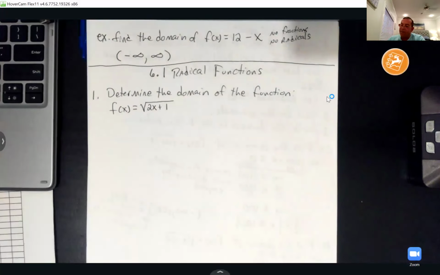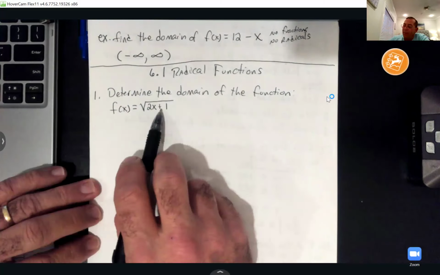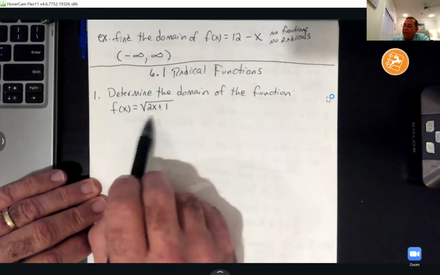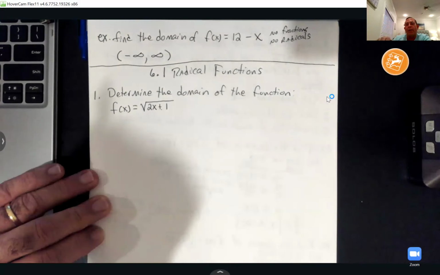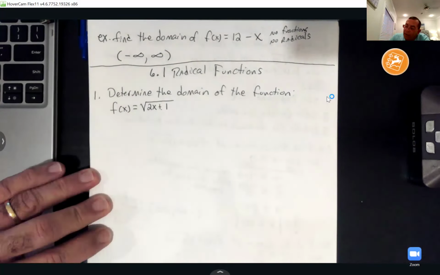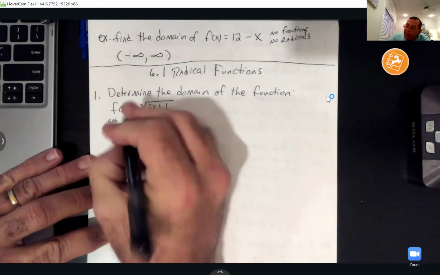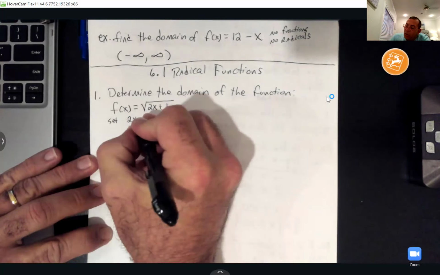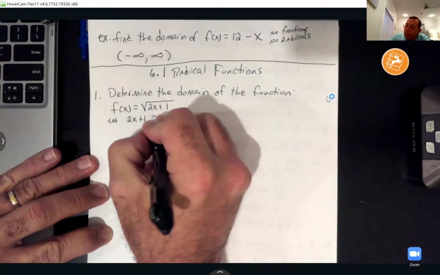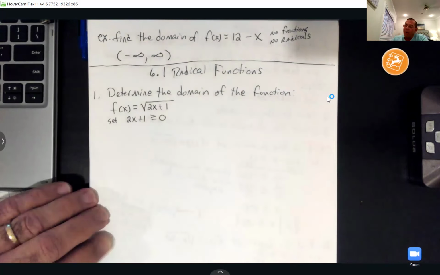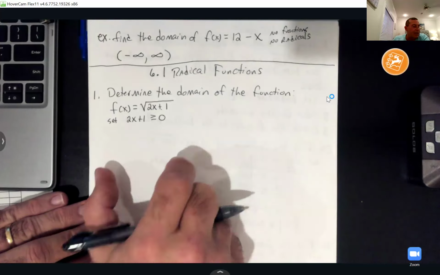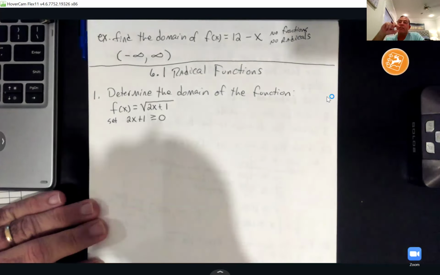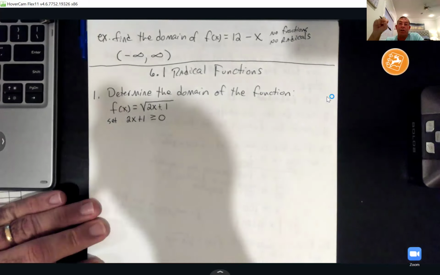All right, so I got my function. I got a radical. And since I got a radical, I know that the 2x plus 1 has to be greater than or equal to 0. So let me set that: 2x plus 1 greater than or equal to 0. We'll now solve that for the x. And once we got that answer, I'll write my answer in set builder notation for college algebra.